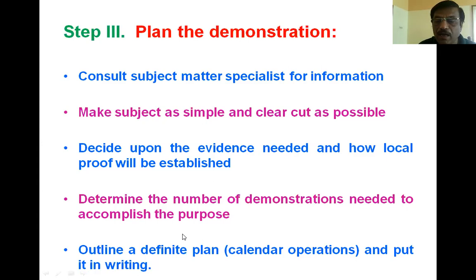Outline the definite plan of work and put it in writing. So prepare the plan of work. That is the series of activities that we carry out starting from sowing to harvesting, and put it in writing. Prepare the calendar of operations, date wise. Suppose you are planning to conduct the demonstration on soybean. So the soybean season starts in the month of June. Starting from sowing to harvesting, what are the activities to be carried out? When these activities are to be carried out, everything should be put in writing.